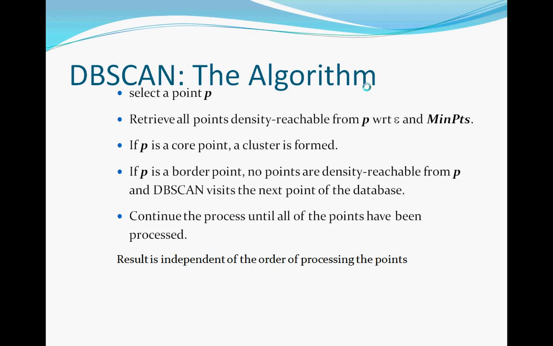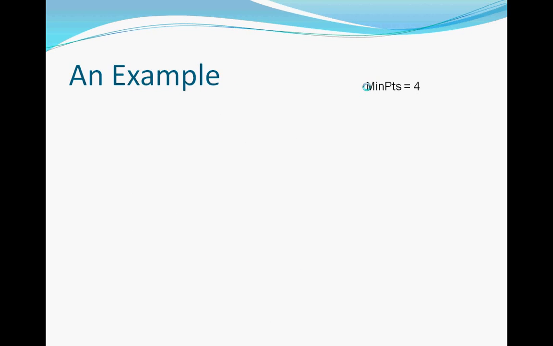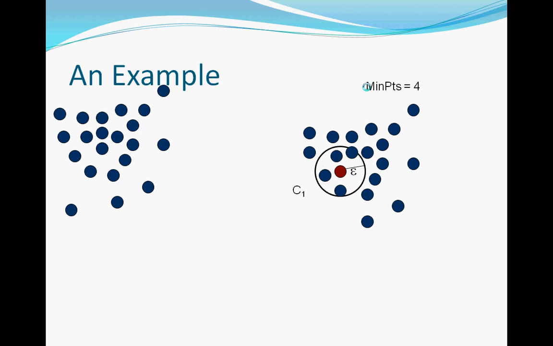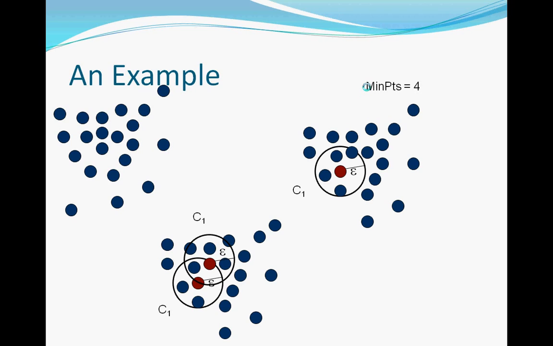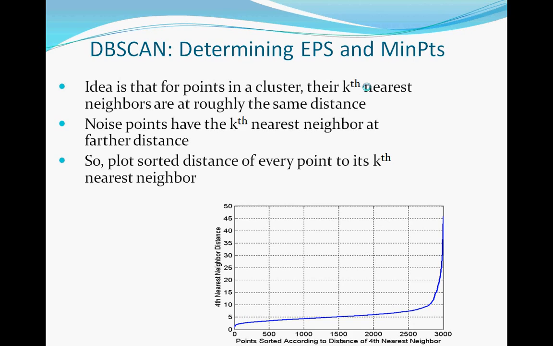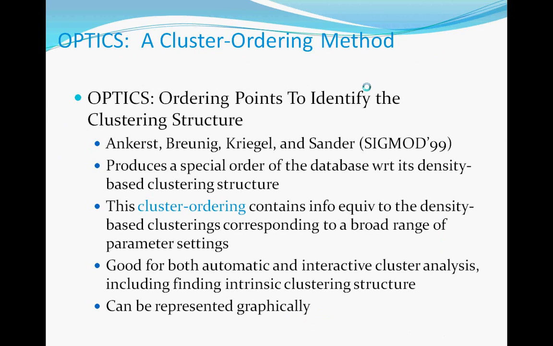DBSCAN can cluster objects according to input parameters such as epsilon and min points, and still leaves the user with the responsibility of selecting parameter values that will lead to the discovery of acceptable clusters. This is the problem with many of the clustering algorithms. To help overcome this difficulty, a cluster analysis method called OPTICS was proposed. Instead of producing a dataset clustering explicitly, OPTICS computes an augmented cluster ordering for automatic and interactive cluster analysis.